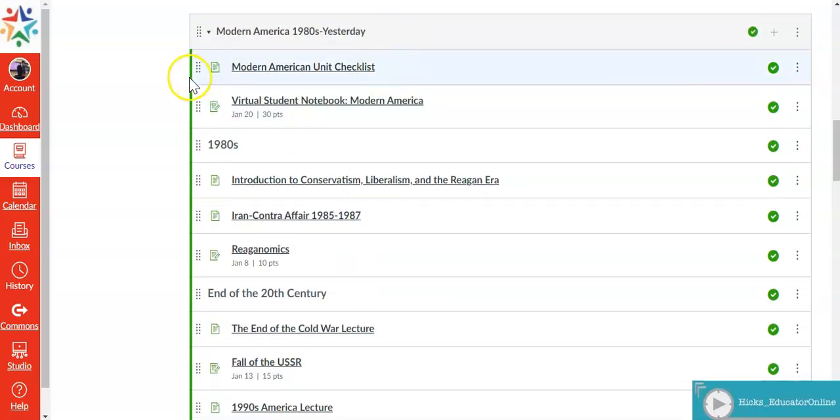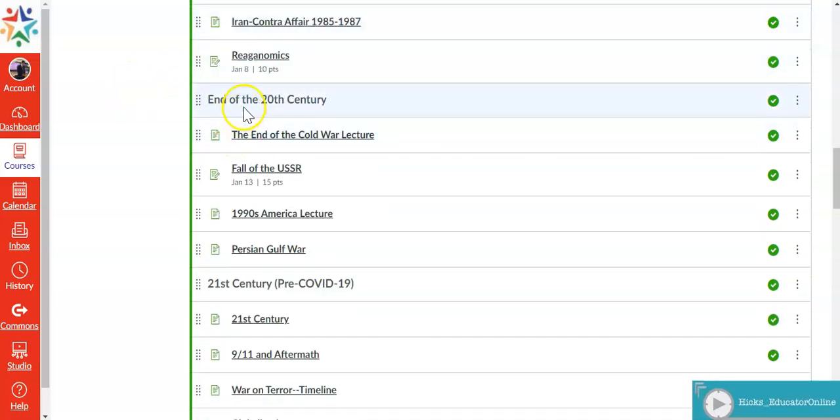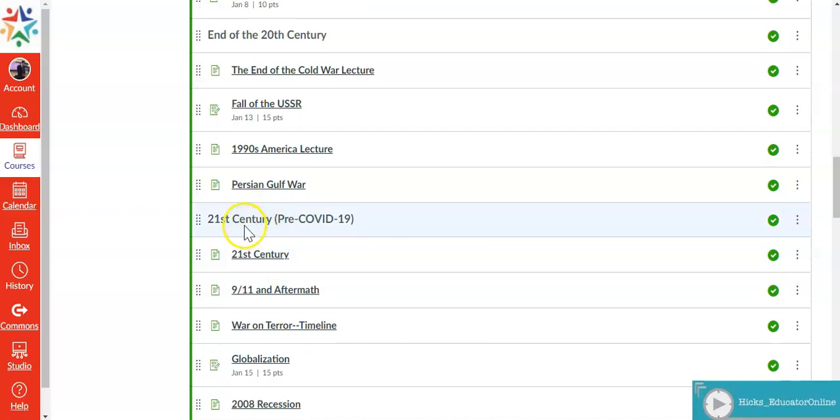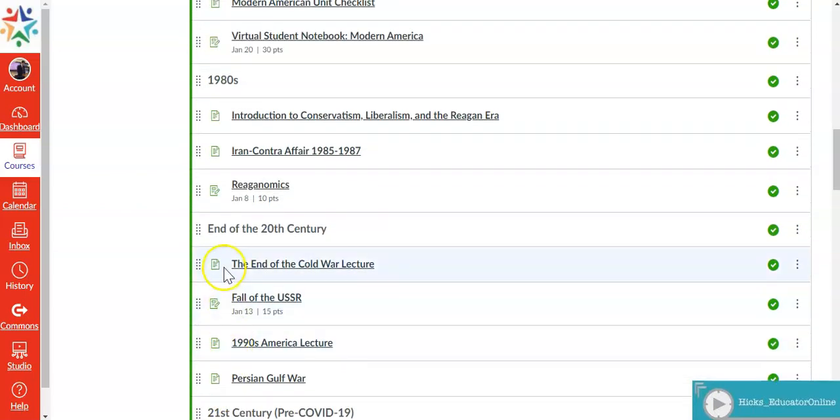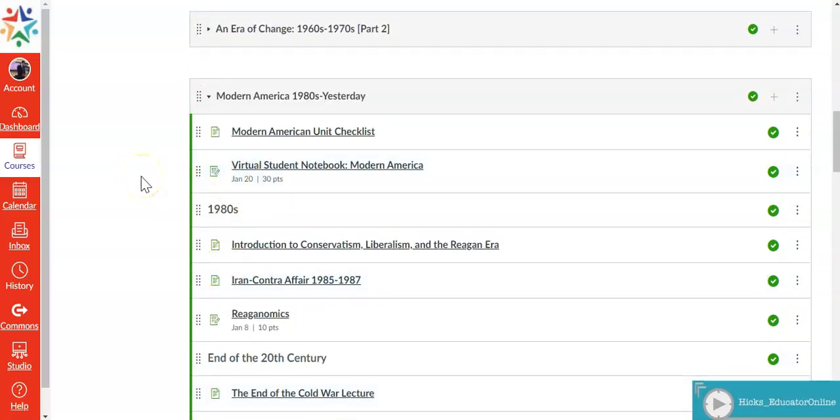But let's get into the unit tour. The unit is broken up into the 1980s, the end of the 20th century, and the 21st century. And then, well, that's it. And then we're into final exams. The assignments are relatively standard. There is no test on this unit, Modern America. Essentially, instead, we will just take the final exam, and that'll be something different, and that'll be talked about in class and posted in the announcements with information on how that works.